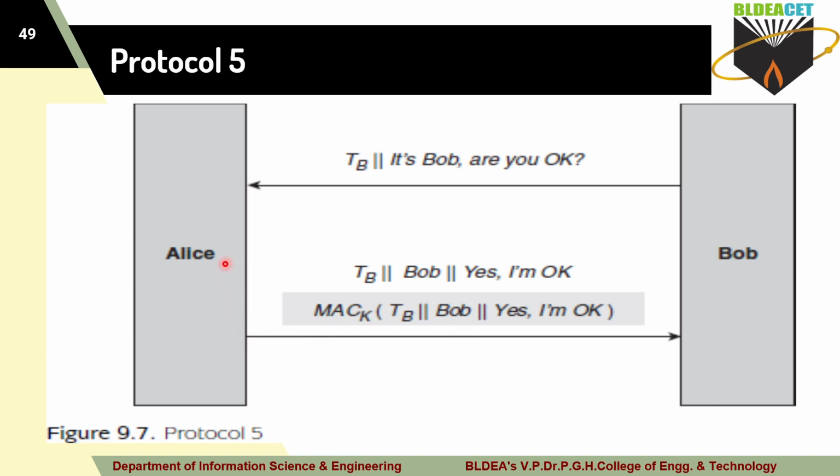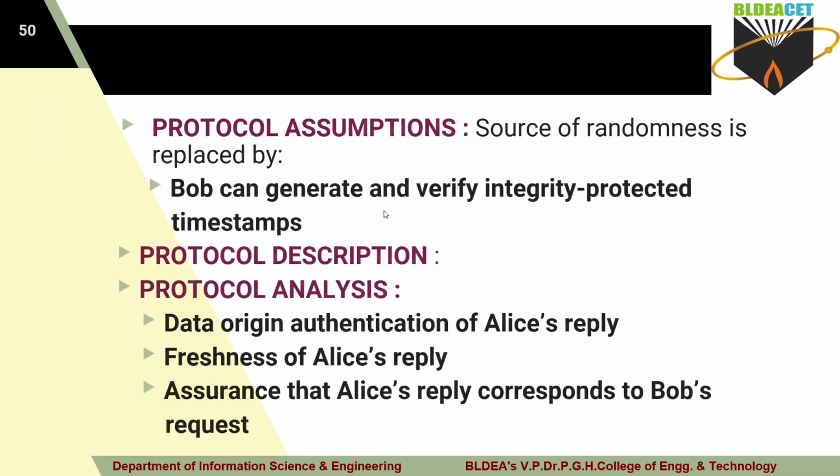Actually Alice will think that I am sending the reply to Bob's request, but it is actually a reply for the attacker, and the attacker will keep that message as it is. After 5 minutes, whenever Bob sends a request, the attacker will intercept it once again, and the message received by Alice is not used. The attacker simply forwards the stored reply message to Bob here. So this is the problem of protocol 5 here.